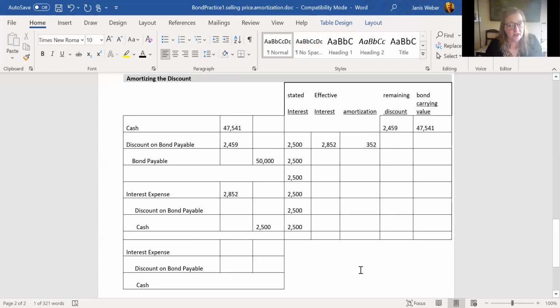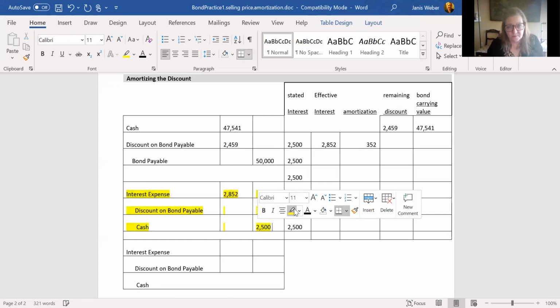Okay, amortization is the difference between the two calculations, the amount we paid out in cash and the amount that the interest would be at the effective rate based on the carrying value. So the other way you could do it is look at the journal entry. You need a credit to make this journal entry balance.